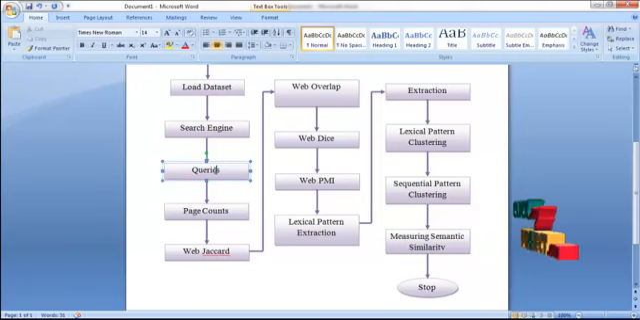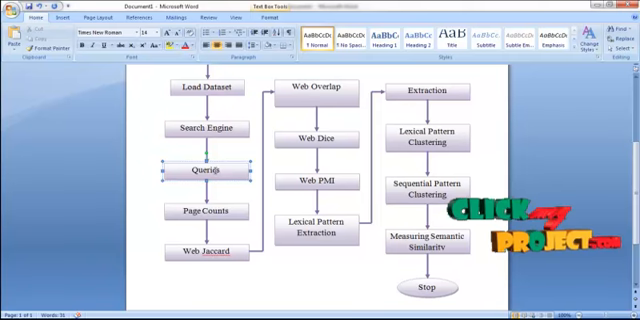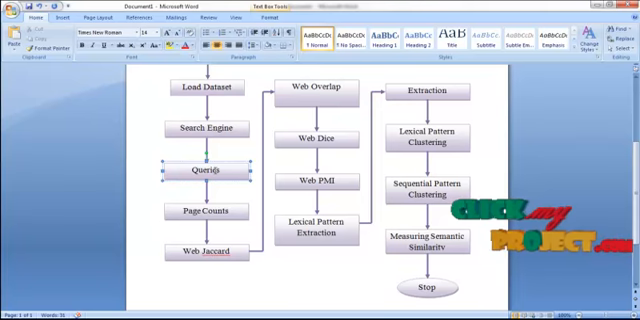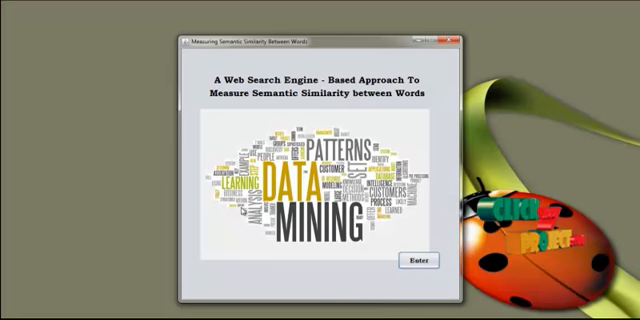These methods are used to find the similarity between these words, and then the lexical patterns in the queries are extracted, and then these lexical patterns are combined to form the clustering. After this, sequential pattern clustering is done. Measuring the semantic similarity is the final step. Using this, we can find the semantic similarity between the words in the queries. Let us see the demo of a web search engine based approach to measure semantic similarity between words.